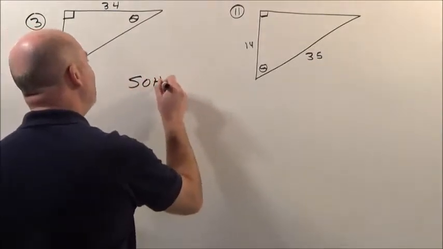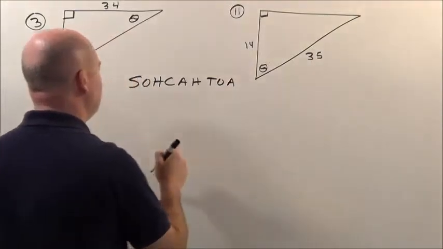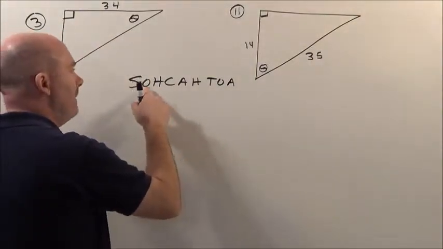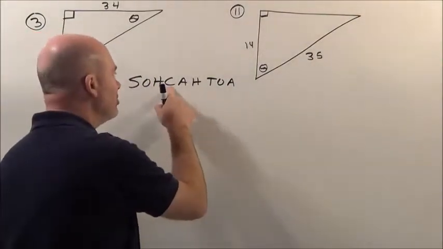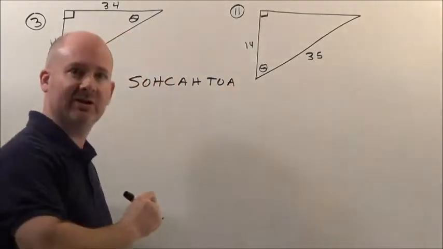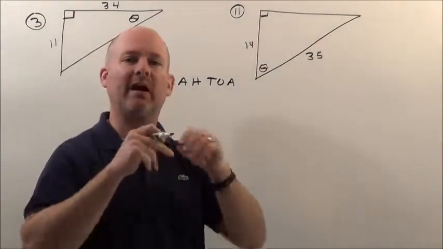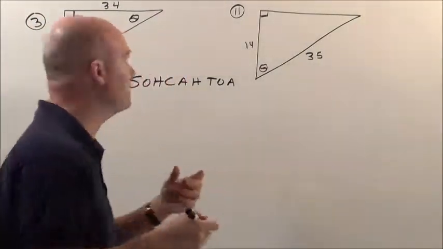Some old hippie caught another hippie tripping on acid. And again, this stands for sine is opposite divided by hypotenuse, cosine is adjacent divided by hypotenuse, and tangent, opposite divided by adjacent. So we look at this figure, and the biggest thing you've got to do is identify who's opposite, who's adjacent, who's hypotenuse.